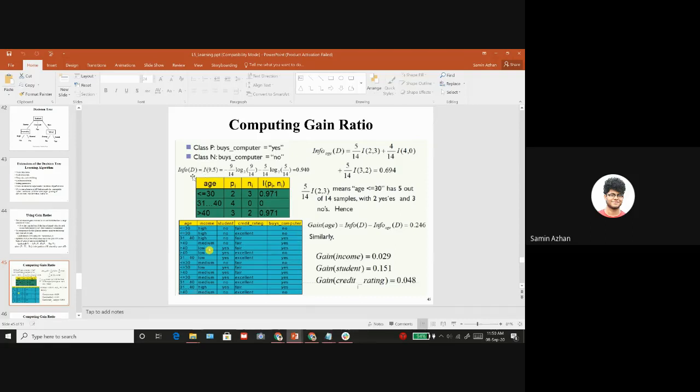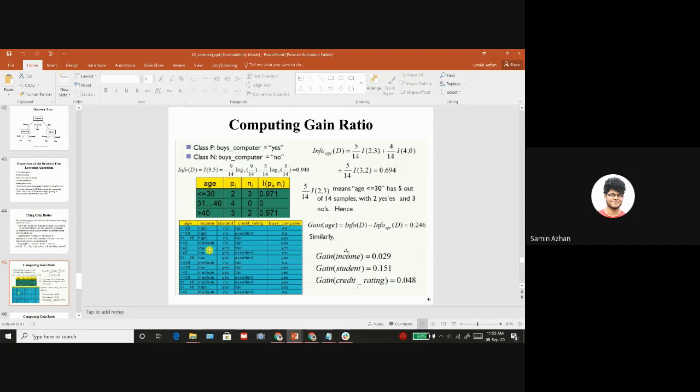So you see this line, Info(D), this is basically calculating the entropy. So this is the probability of yes, 9 out of 14, times log base 2 of 9/14, minus the probability of no, which is 5/14, times log base 2 of 5/14. So it's 0.94, the entropy of buys computer. Now we have to calculate the entropy for age, income, student, credit, all of them, and then finally calculate the gain.